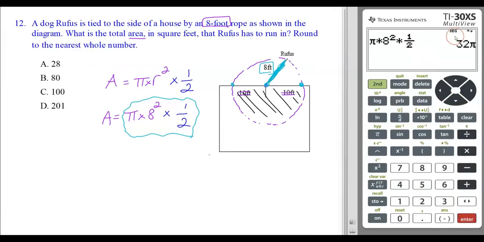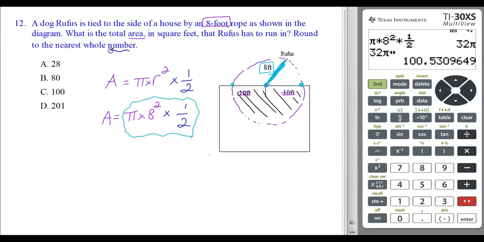And then you get this funny looking answer, 32 pi. That doesn't show up here. Don't get nervous when that happens. If you see something like this come up, just hit your toggle button right here, these 2 double arrows, hit that and it will change the 32 pi to a number you recognize. There we go, it changed it to about 100. So this is 100.53. It says round to the nearest whole number. So my answer will be 100, and that goes with C.